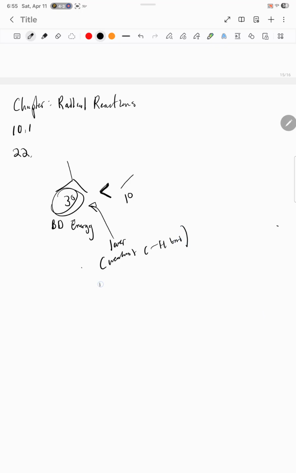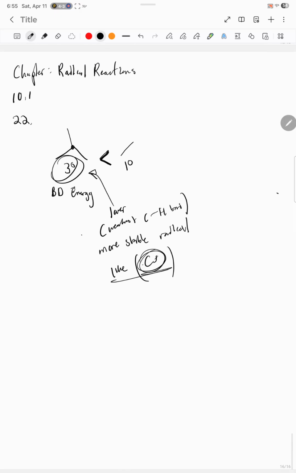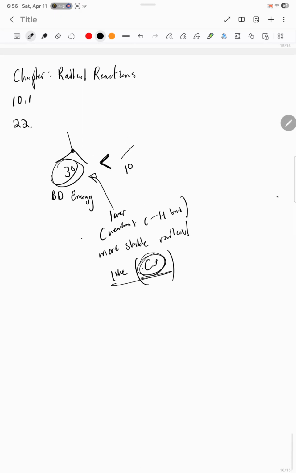So it will form the more stable radical. It follows the carbocation trend, like carbocation, because carbocations also have more stability with their tertiary. Likewise, it goes the same for radicals.